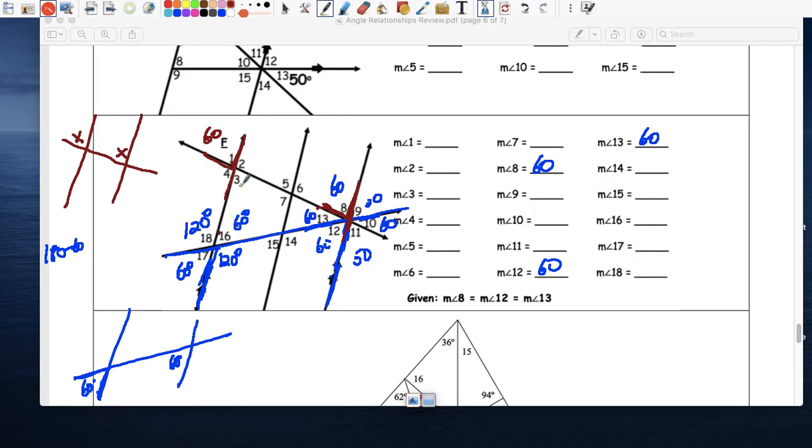If I know that, angle 3 is 60, and angle 2 and 4 are going to be 120, which is a supplement to angle 60. So that's 120, that's 120.